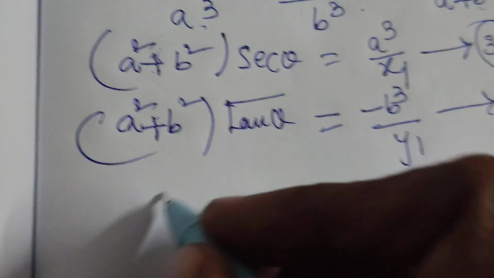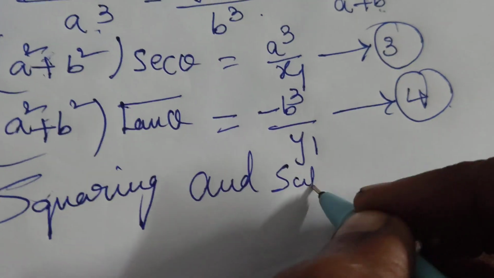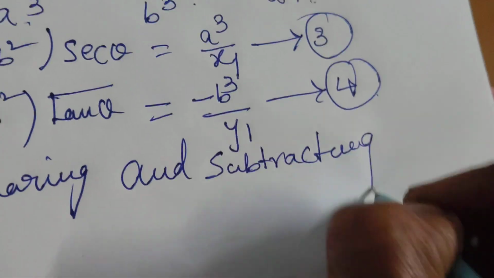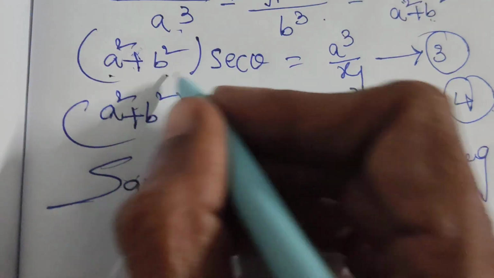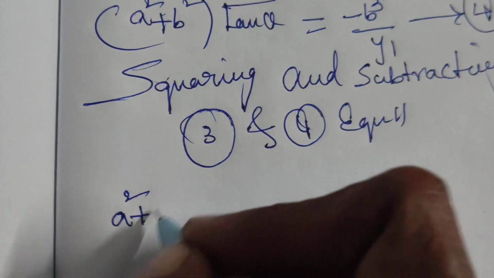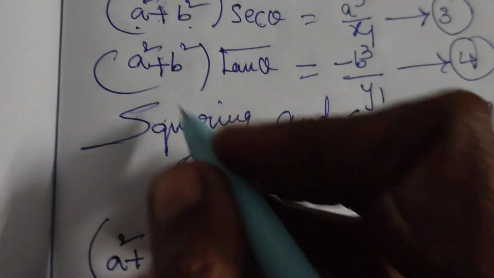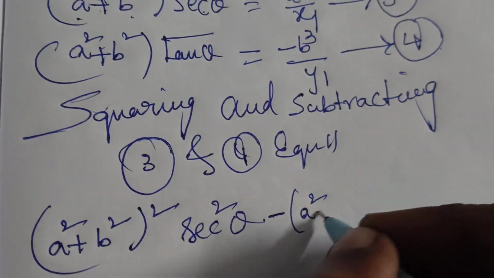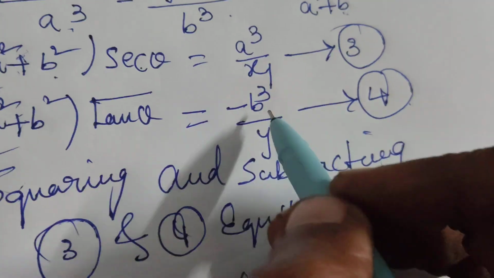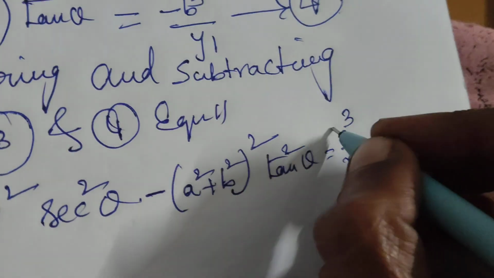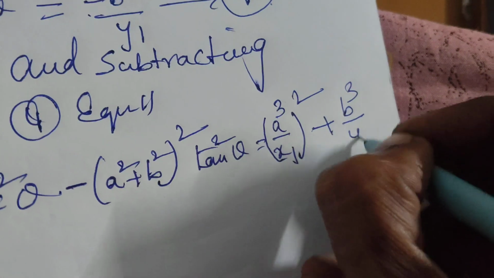Squaring and subtracting equations 3 and 4, we will get (a square plus b square) whole square secant square theta minus (a square plus b square) whole square tan square theta equals (a cube by x1) whole square minus (minus b cube by y1) whole square.